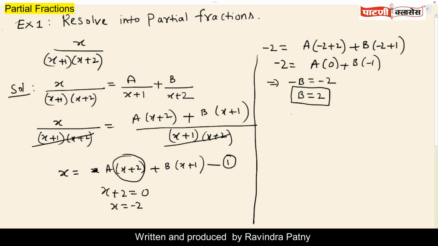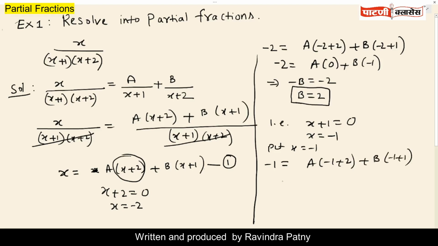Now we need to get the value of A. To get the value of A, I need to make the second bracket equal to 0. That is x plus 1 equals 0. Therefore, x equals minus 1. Now put x equals minus 1 in equation 1. So minus 1 equals A into minus 1 plus 2 plus B into minus 1 plus 1, that is A into 1 plus B into 0. Therefore, minus 1 equals A, which implies A equals minus 1.